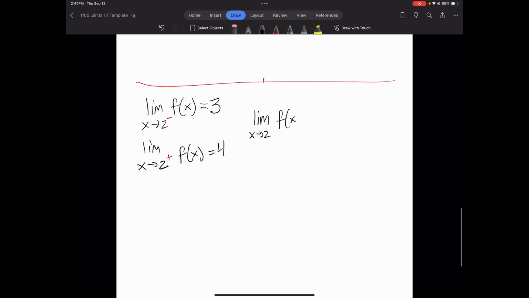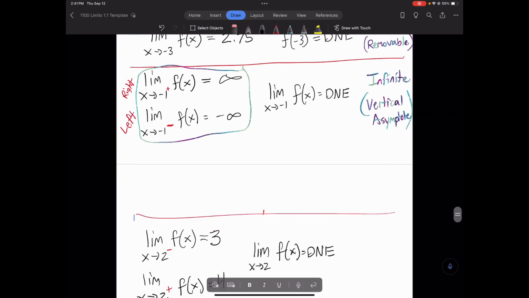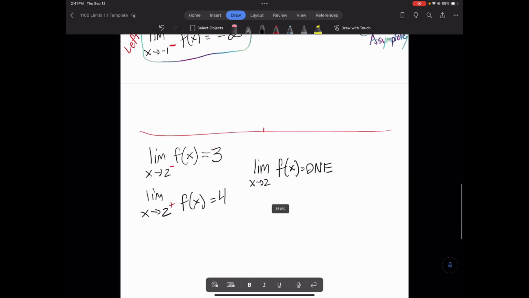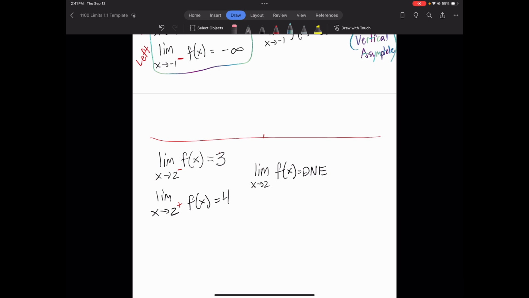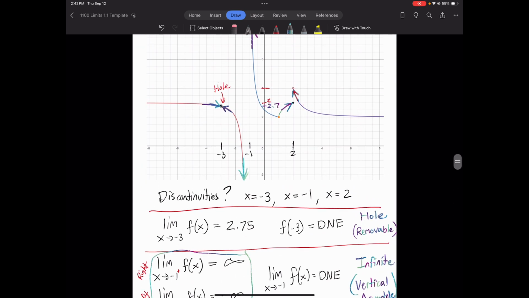This one's slightly different than the one before. We called the last one an infinite discontinuity because my limits were going to infinite values. That's not the case here. My limits actually go to finite values, but they don't go to the same value. So for that reason, we call this a jump discontinuity because the graph jumped there at 2.